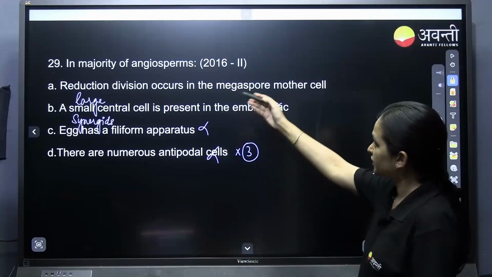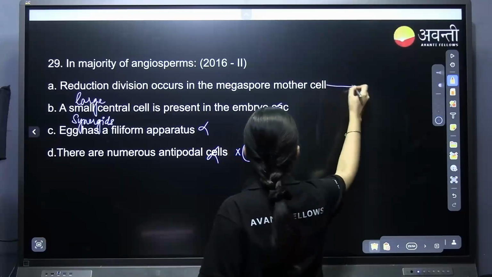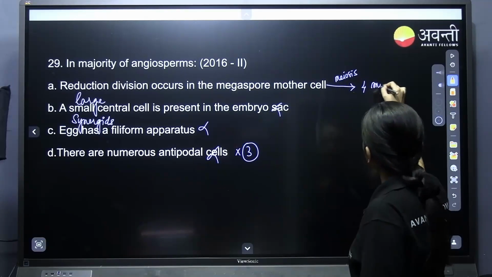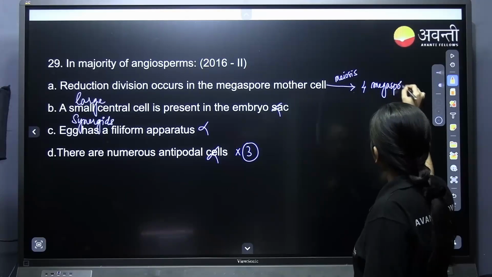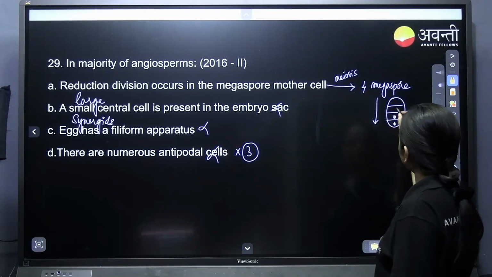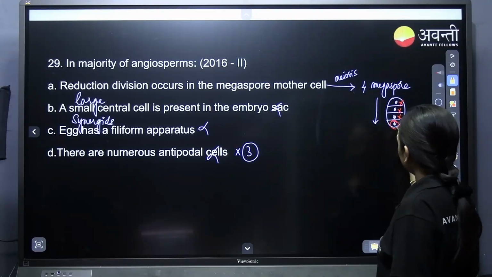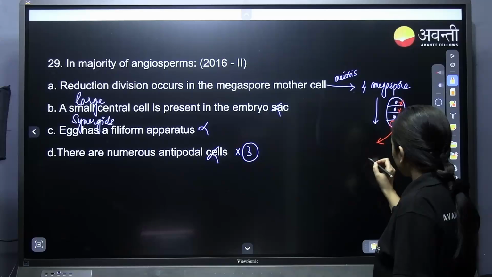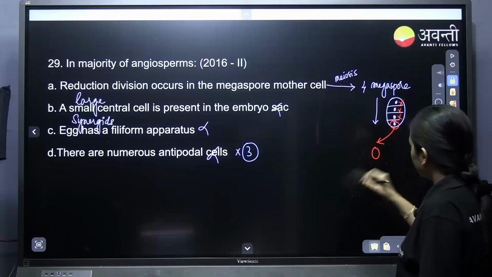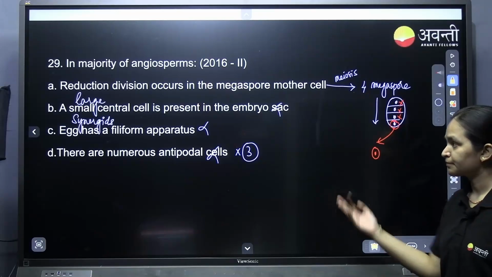Reduction division occurs in the megaspore mother cell, definitely, which means meiosis happens in the megaspore mother cells. Meiosis results in 4 megaspores, and of these 4 megaspores, 3 will degenerate and 1 will be the functional megaspore. This functional megaspore undergoes 3 consecutive divisions, isn't it? So yes, this is true.